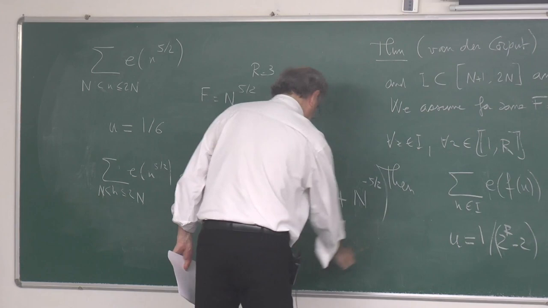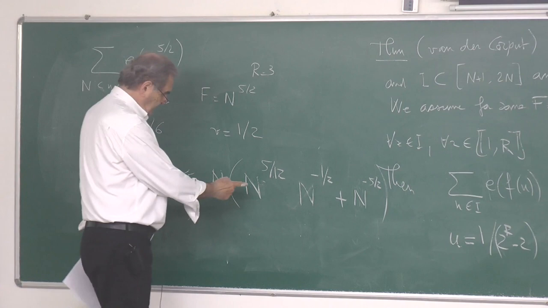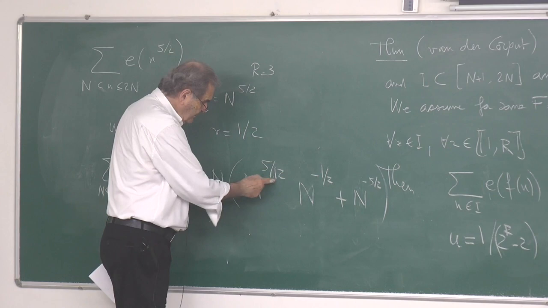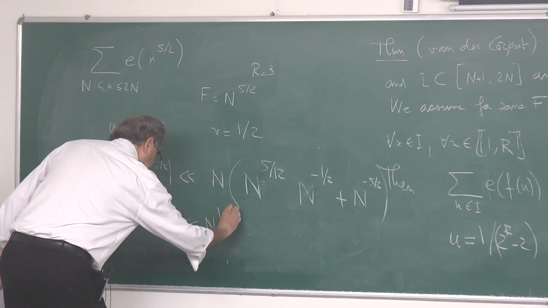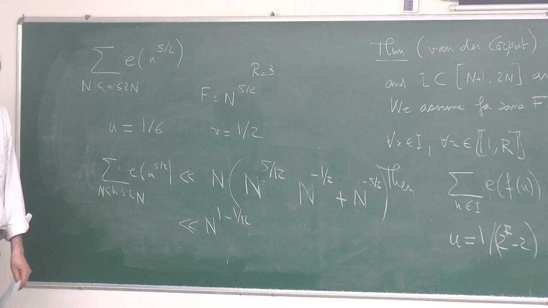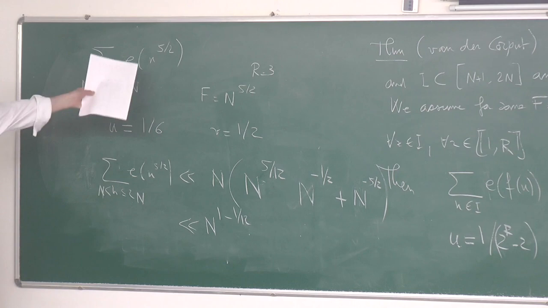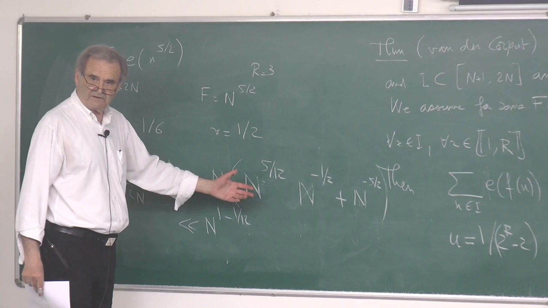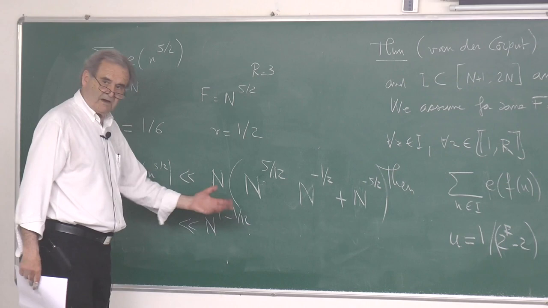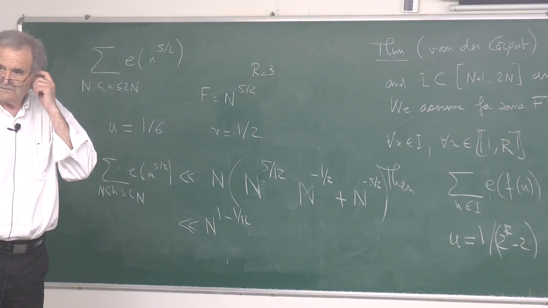Okay, and you see that the point which is important here is that this is less than 1 half. So you are really winning something. This is 6 over 12. You are definitely winning 1 over 12. So this is less than n to the 1 minus 1 over 12. And so n to the 5 over 2 is equidistributed. And moreover, if you go into Erdős-Turán, you are able to say, of course, if you take some H, you will have to play with that. But Erdős-Turán will tell you that the discrepancy is something which is n to the 1 minus something.